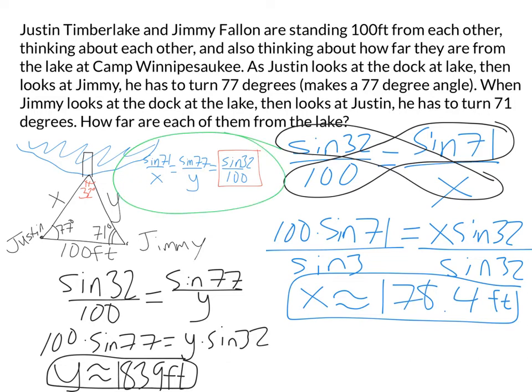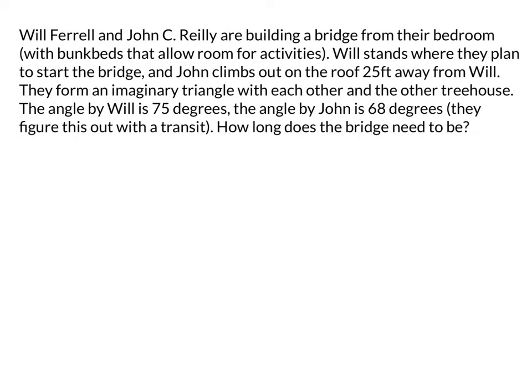We're going to try one more example here, and then we will be moving on to law of cosines. All right, we got a couple more buddies here. We got Will Ferrell and John C. Riley that are building a bridge from their bedroom, the one with the bunk beds that allow room for activities, and stepbrothers. And Will stands where they plan to start the bridge, and he gets John to climb out onto the roof and stand 25 feet away from him. They have a tape measure, which is conveniently 25 feet long.